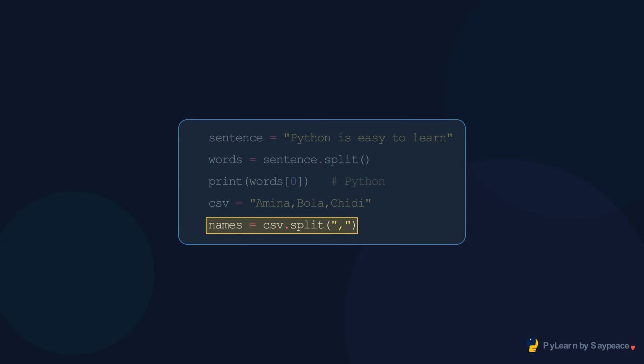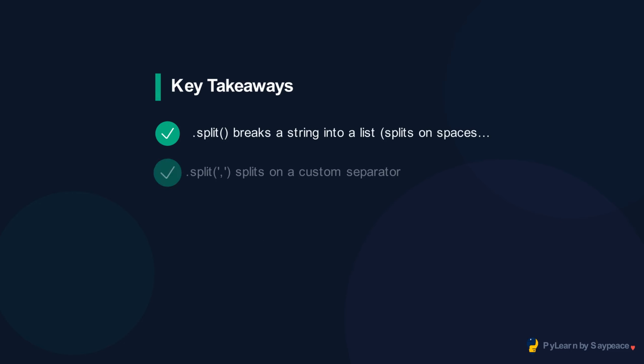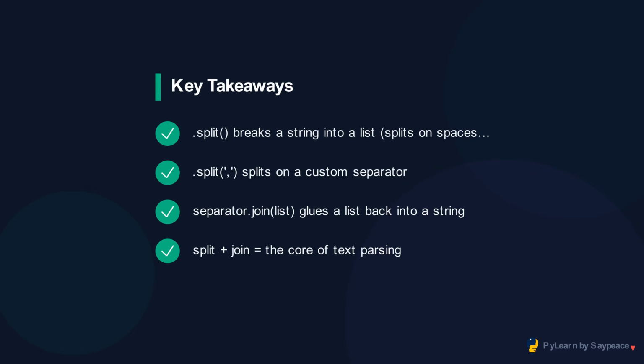Pass a separator to split on something other than spaces. This splits on comma, essential for reading CSV data. Join takes a list and glues it together with the separator string. Output: Amina, Bola, Chidi. These 2 methods power CSV processing, command parsing, and any time you need to reshape text data.